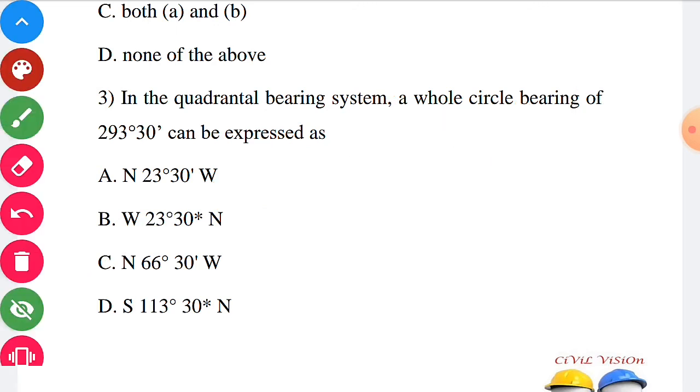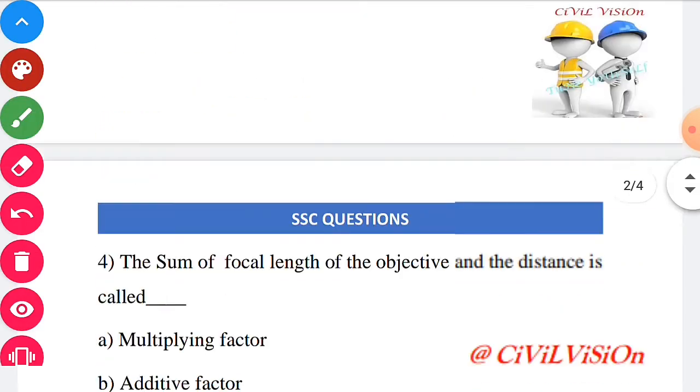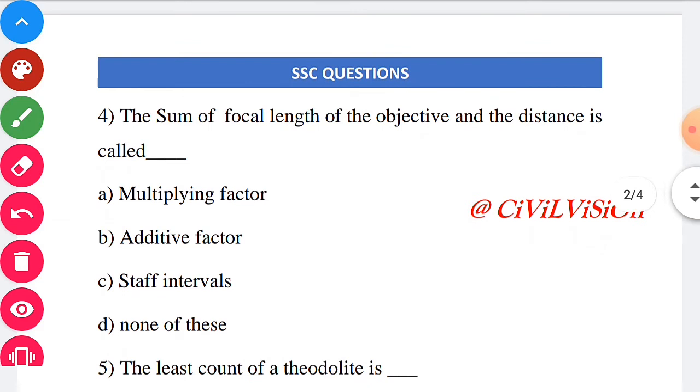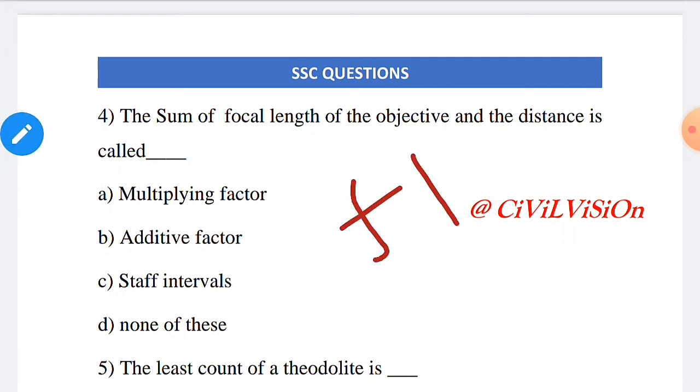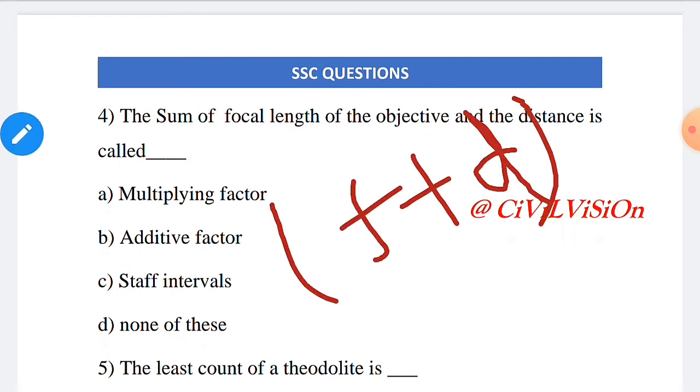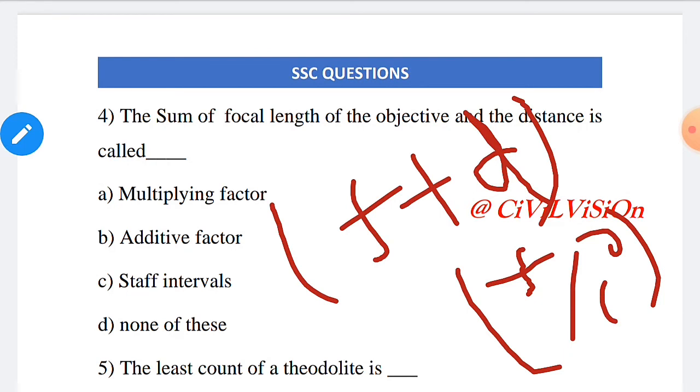Next one. Fourth one, the sum of the focal length of the objective and the distance is called. F plus D is nothing but the additive constant. F is the focal length of the objective and D is the distance. F by I is denoted by the multiplying constant. Therefore, here the question is the sum of the focal length and distance. Therefore, the correct answer for this one is option B, additive factor.